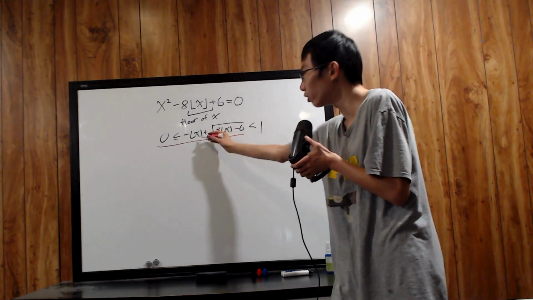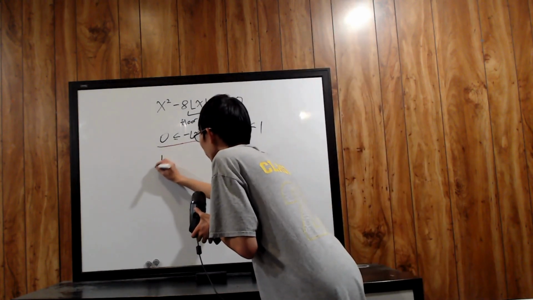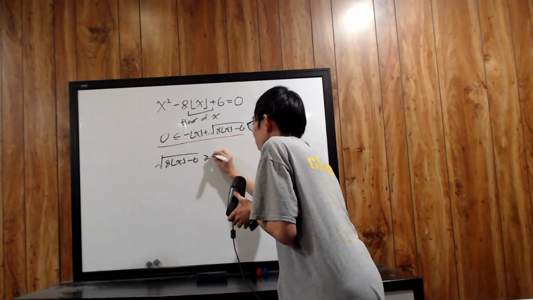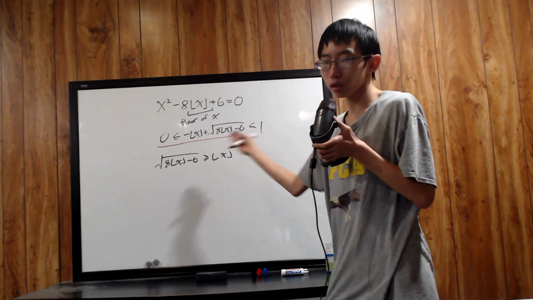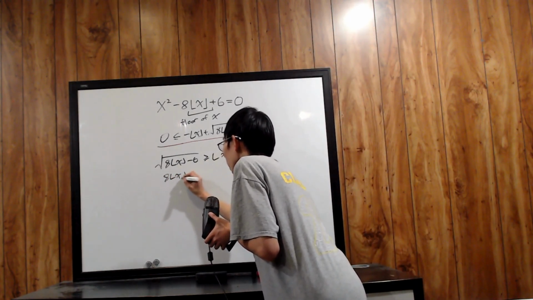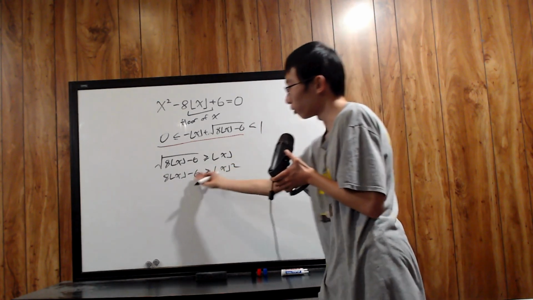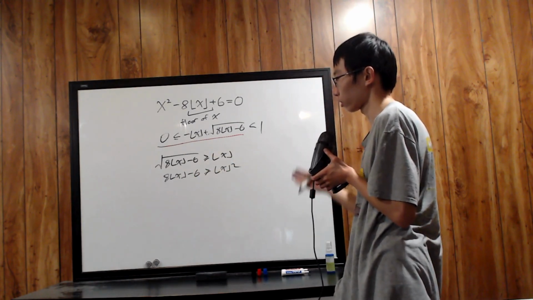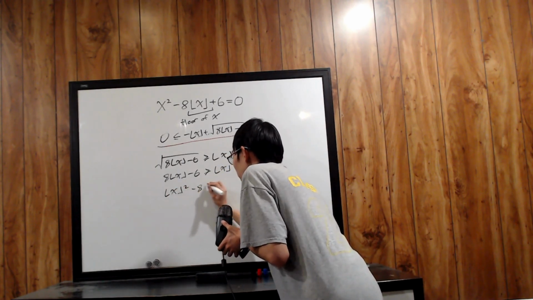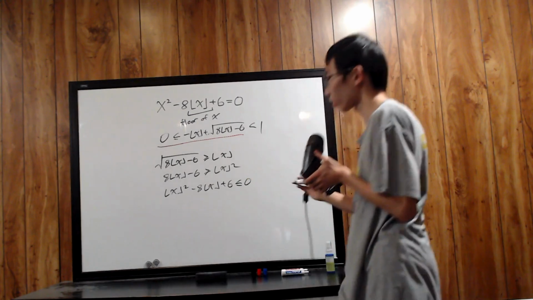So here we can move negative floor of x onto the other side. So we get square root of 8 floor of x minus 6 is greater or equal to floor of x. And both sides are non-negative, so square both sides. So we have 8 floor of x minus 6 is greater or equal to floor of x squared. And we can move everything on this side onto this side. So we have floor of x squared minus 8 floor of x plus 6. This is going to be smaller or equal to 0.